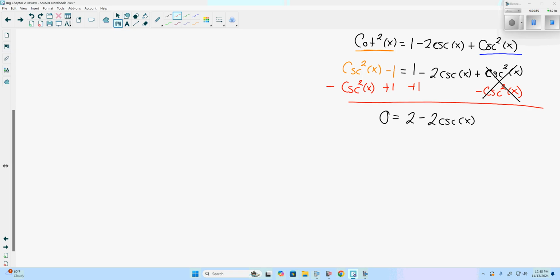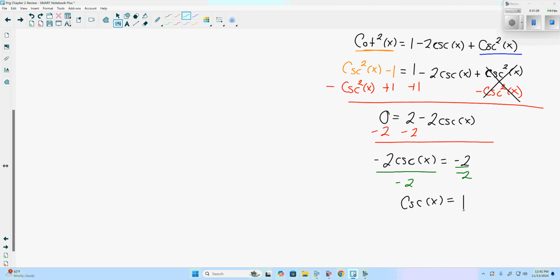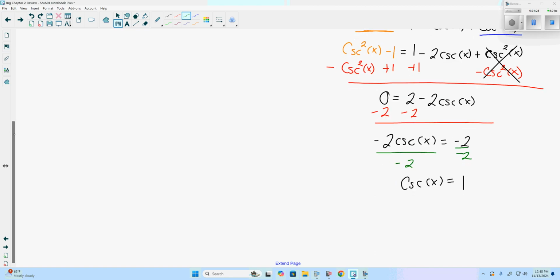Now we just need to get cosecant by itself. Well, the first thing we can do is subtract 2. Telling us negative 2 cosecant of x is equal to negative 2. Now this seems a little backwards. Why did we add the 1 and then move it back over? Part of the reason we added 1 was just in case we did have a quadratic, we'd have to factor it, so we would need the 1 over. Well, the squares canceled out. We don't have a quadratic. Now we just need to solve. Now this tells us that cosecant of x is equal to 1.